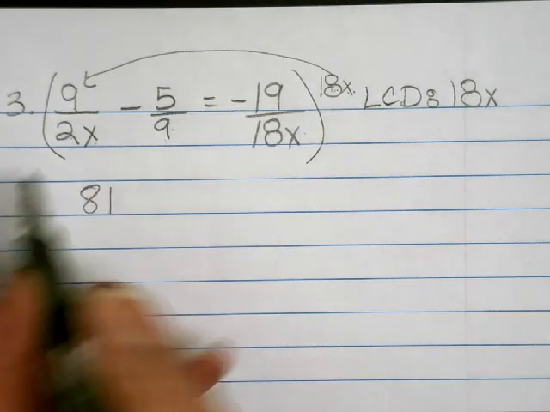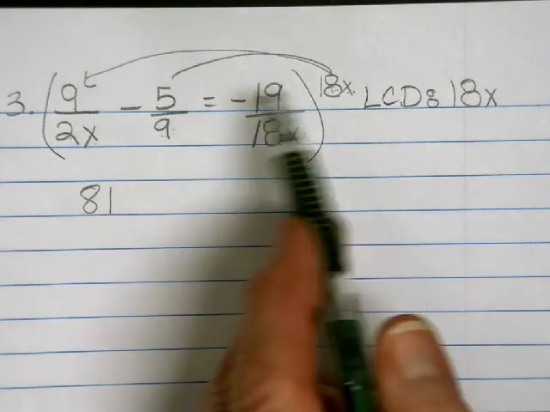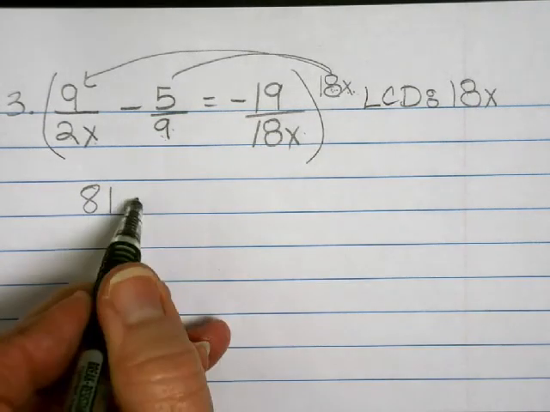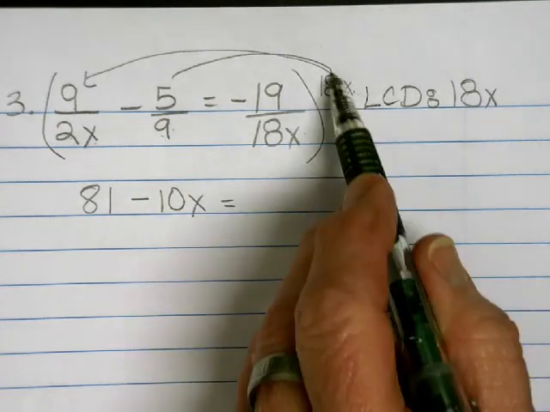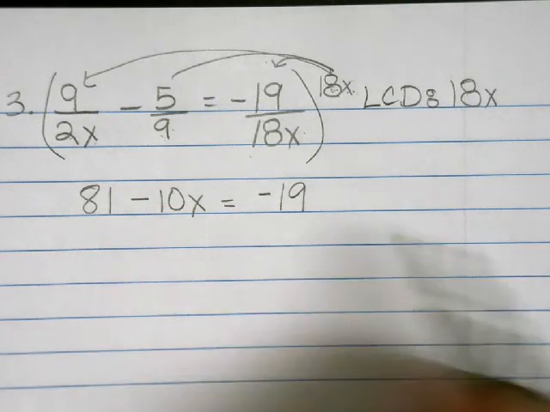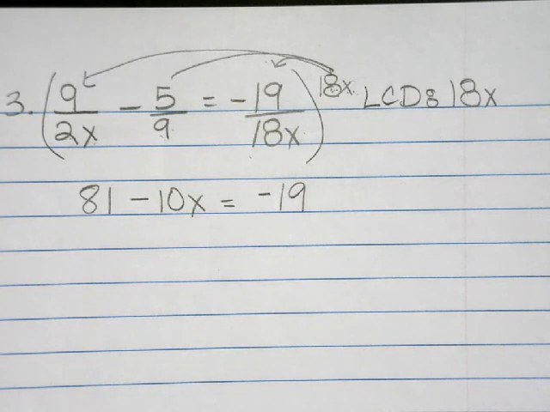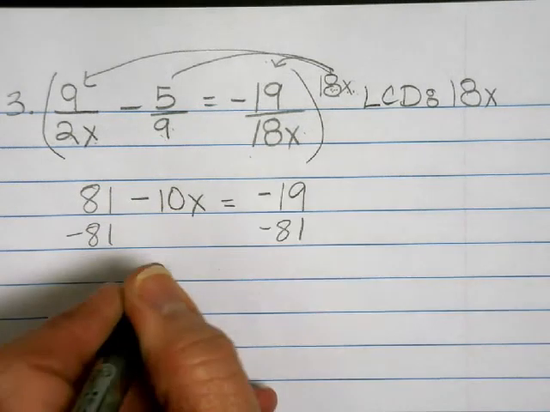So if I take 2 out of 18, that's 9. X out of x is 0, so 9 times 9 is 81. If I take 18x divided by 9, 9 goes into 18 two times with an x left over. So 5 times 2x is 10x. And then 18x divided by 18x is 1, so it's equal to a negative 19. And bam! A good fraction is a gone fraction. That's the moral of this story.